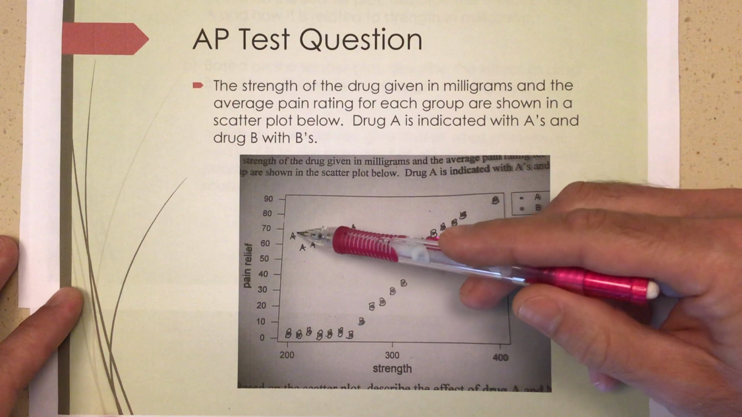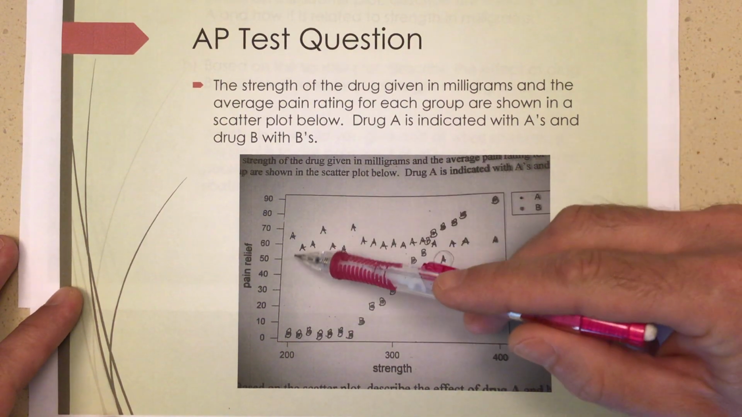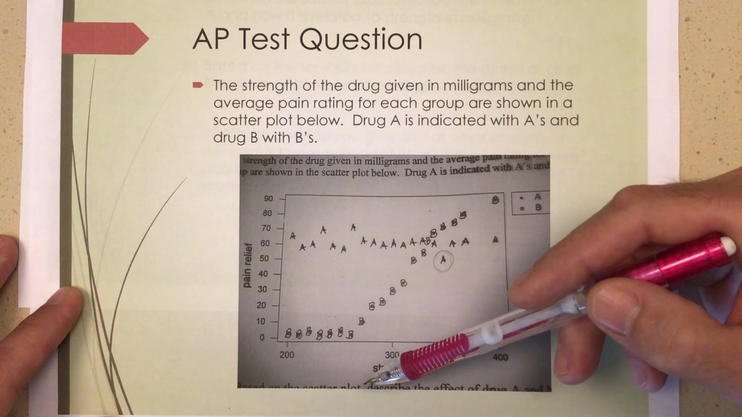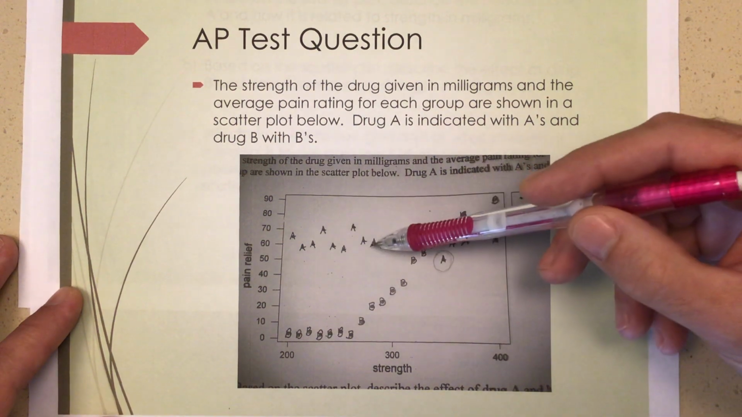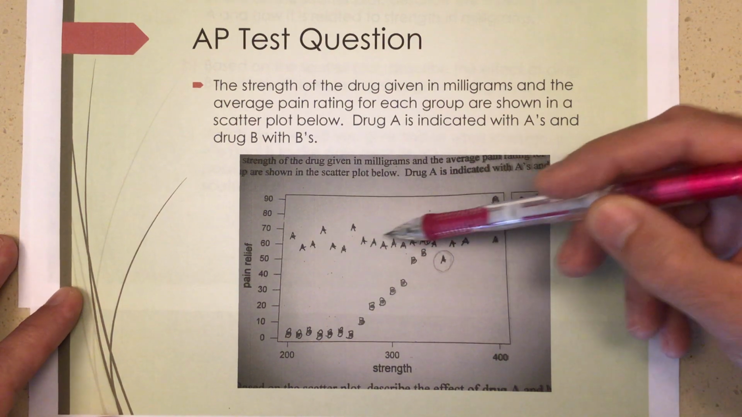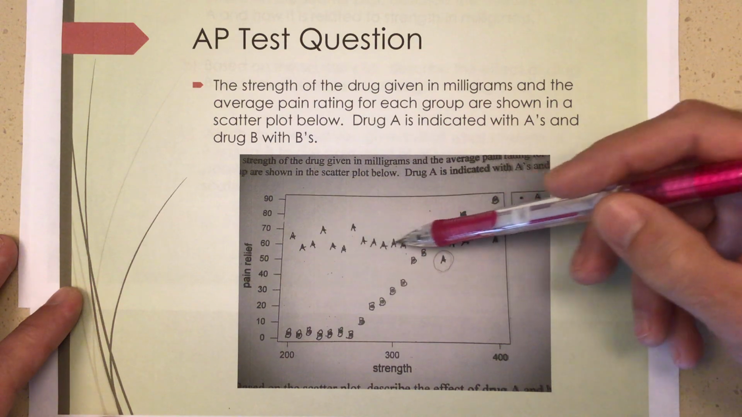That doesn't mean you can't say give drug A at 210, but you must mention there is a chance that it's not going to reach the desired pain relief for your patient. You need to mention that based on the plot. So some students will say, okay, I'll give drug A at 270 or 280 milligrams because now the pain relief is much more consistent with drug A.